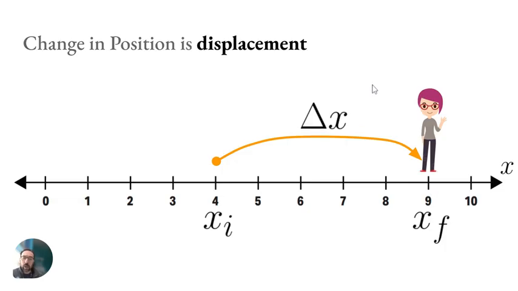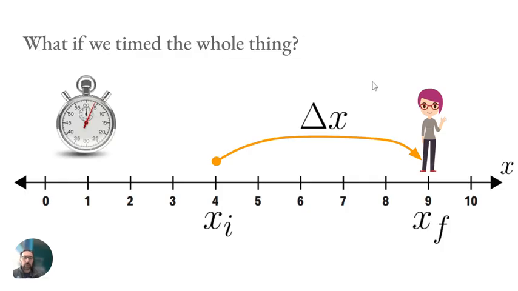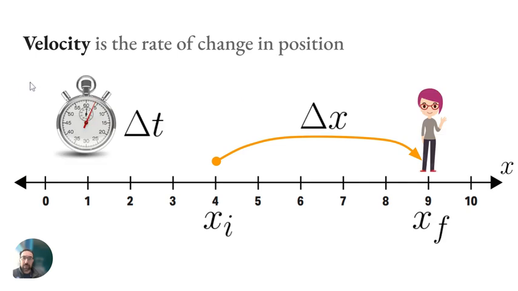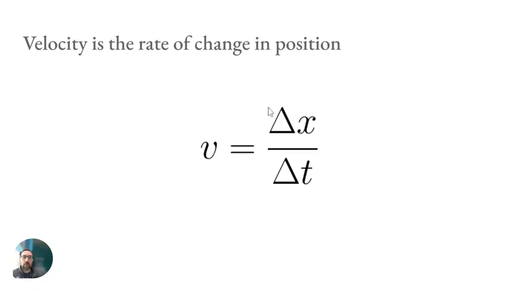But what if, while you're displacing, you time the whole thing? Then you've got how far you displaced and how long it took you to do that. Those can be combined into one thing we call velocity, the rate of change of position per time, or delta x over delta t. Velocity v is the change in position divided by the change in time. It gives you a sense of how quickly an object is being displaced.